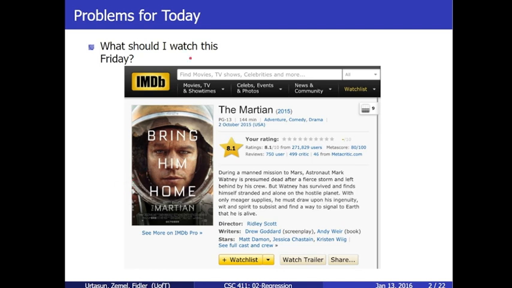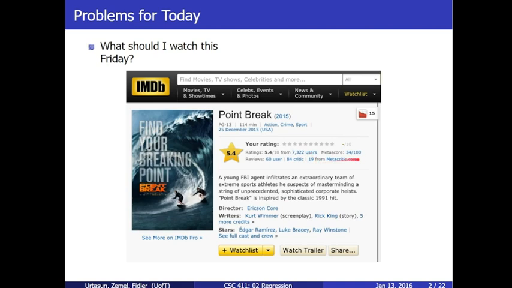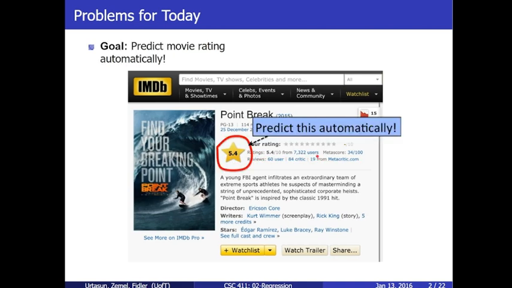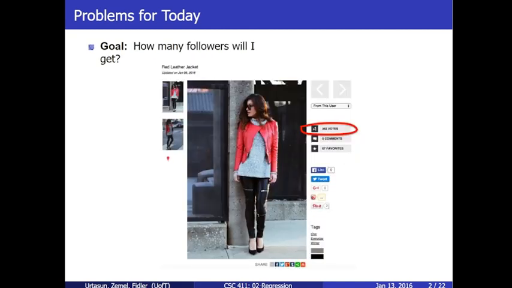So, what is our problem for today? If you look at the screen, what should I watch this Friday? There's a movie, and it has a rating, and you're not sure whether you want to watch this movie or not. The goal is to predict the movie rating automatically. So you want to look at a movie and predict its rating. How do we do that?